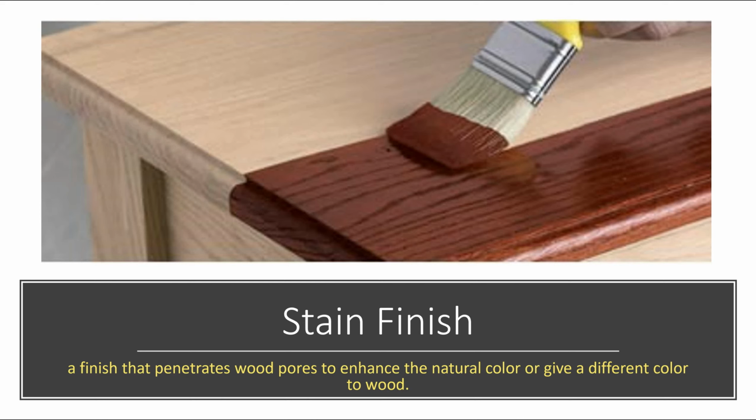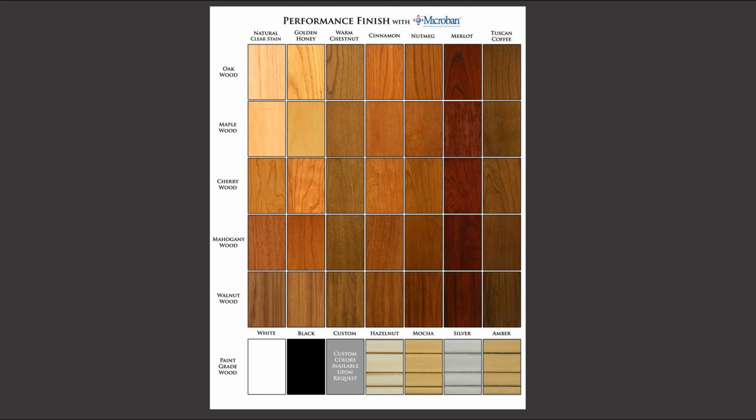So here's an example of a stain finish. It's a finish that penetrates wood pores to enhance the natural color or give a different color to wood. So here's an example, if you have oak wood, and then if you look across, these are all the different stains that will add to it. If you have maple wood, that's what a golden honey will look like, a walnut and that kind of stuff. If you have a walnut wood, you can tell that the stains all make it darker.